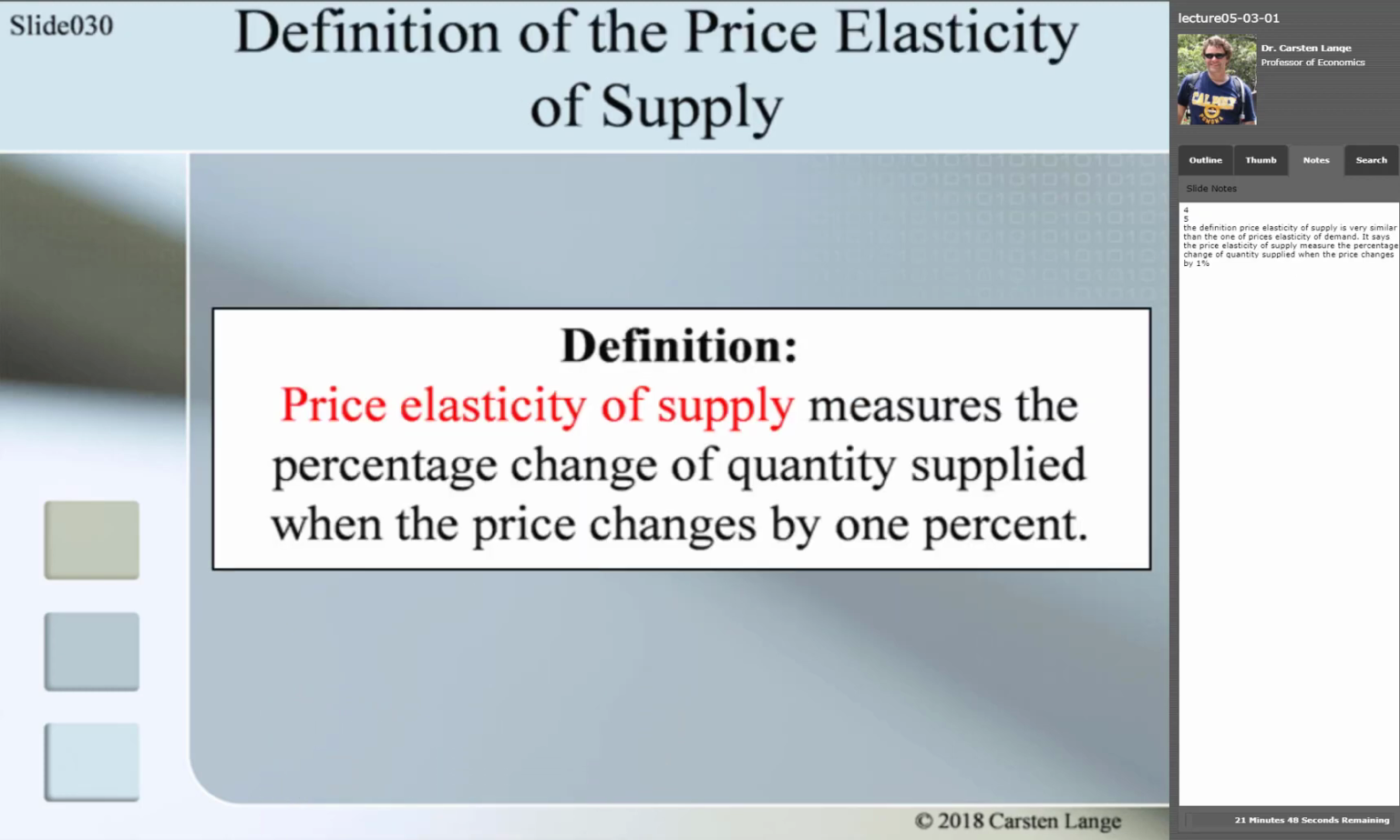The definition of price elasticity of supply is very similar to the one of price elasticity of demand. It says, price elasticity of supply measures the percentage change of quantity supplied when the price changes by 1%.